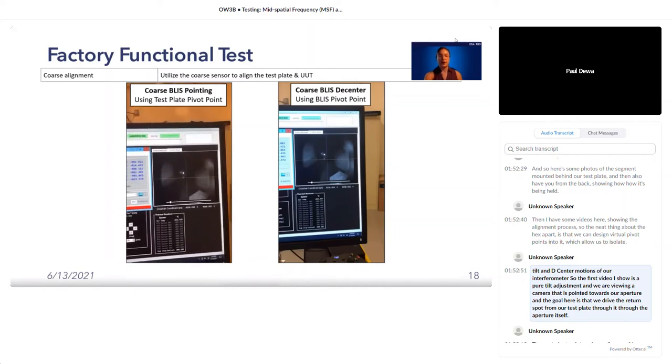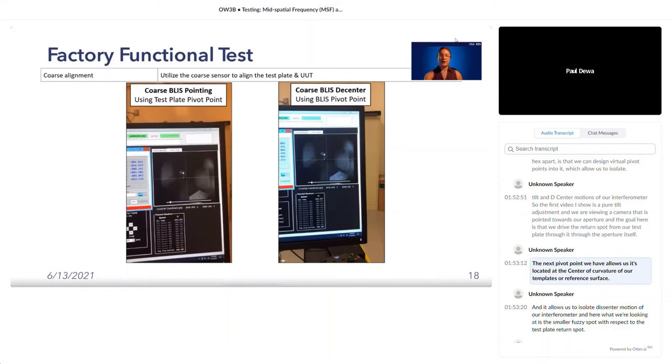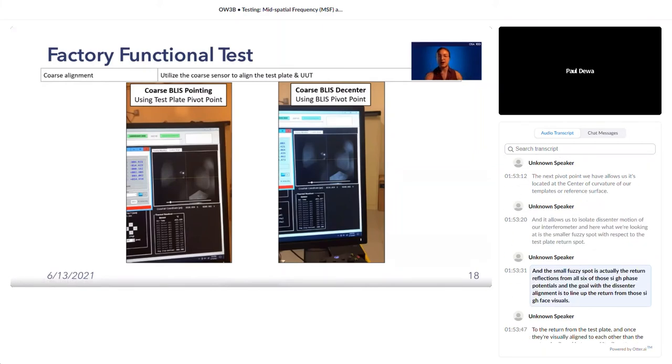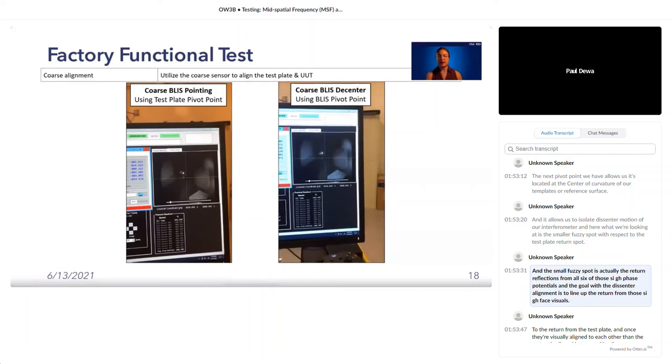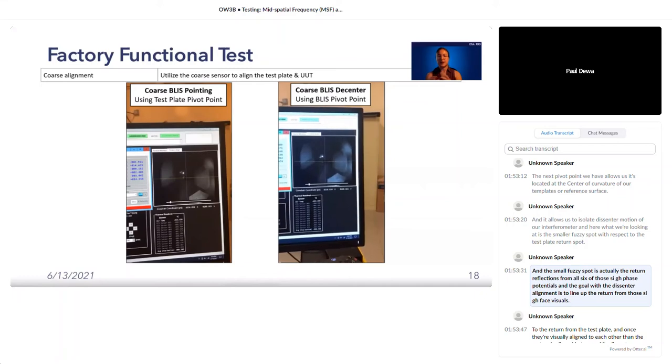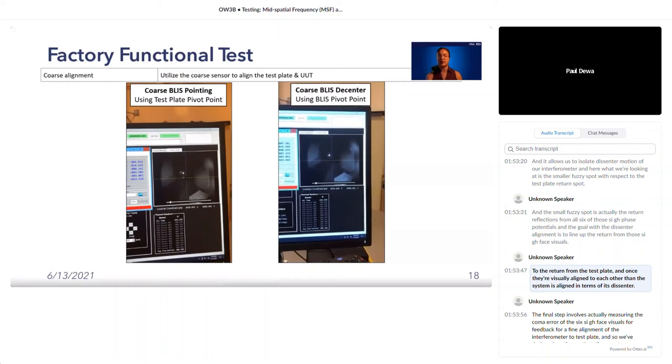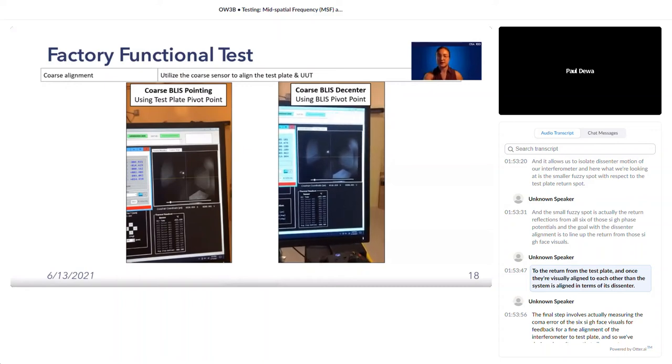aperture itself. The next pivot point we have is located at the center of curvature of our test plate reference surface, and it allows us to isolate decenter motion of our interferometer. And here, what we're looking at is the smaller fuzzy spot with respect to the test plate return spot. And the small fuzzy spot is actually the return reflections from all 6 of those CGH phase fiducials. And the goal with the decenter alignment is to line up the return from those CGH phase fiducials to the return from the test plate. And once they're visually aligned to each other, then the system is aligned in terms of its decenter.